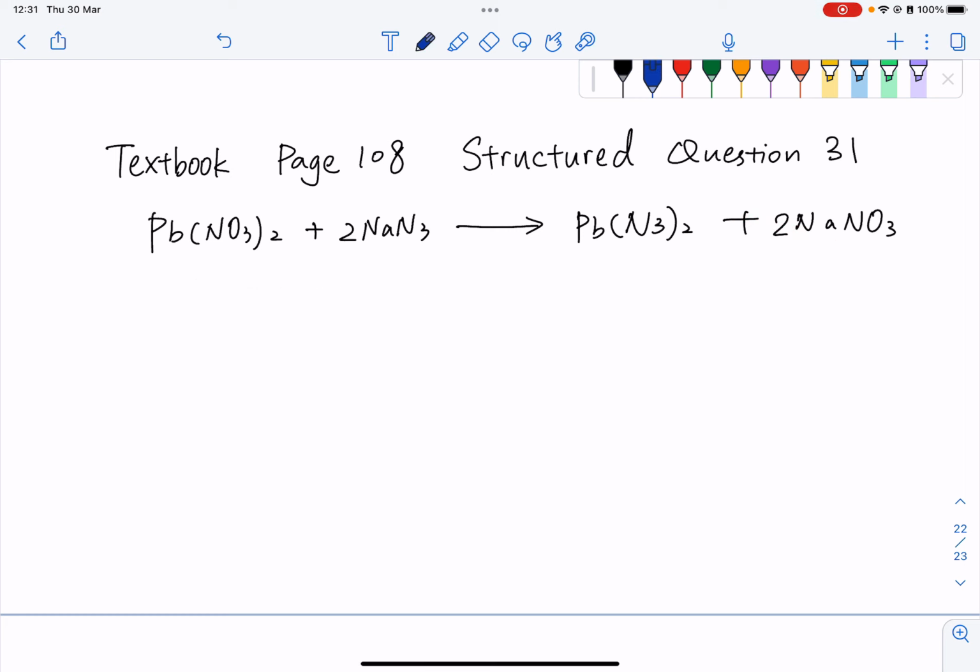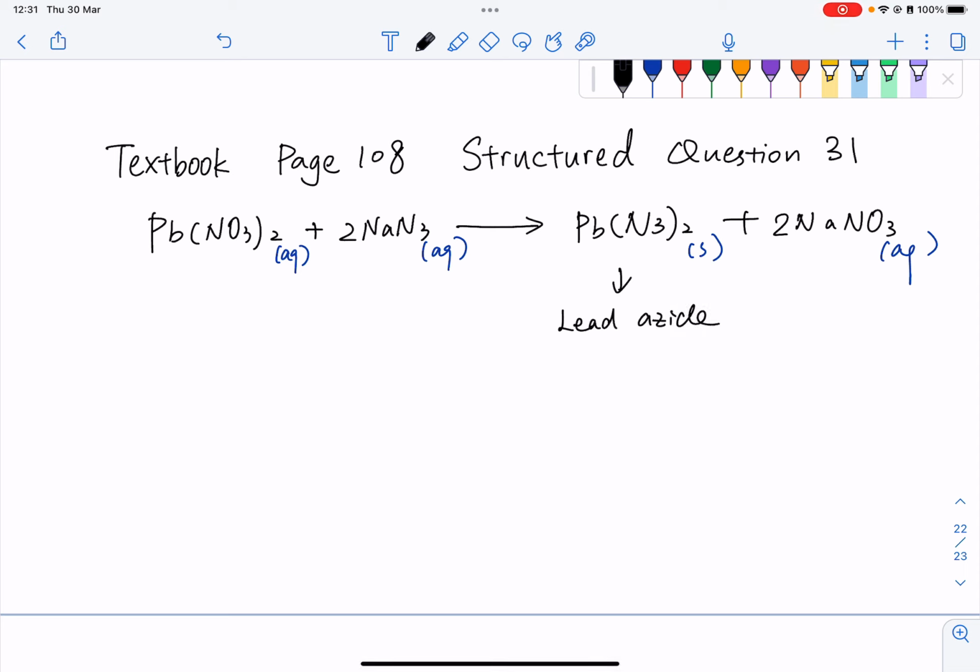Alright, let me add the states now. The states for this one are aqueous, solid, and also aqueous. Alright, the first step. What method would you use to separate lead azide from the reaction mixture? The lead azide is this one, right?